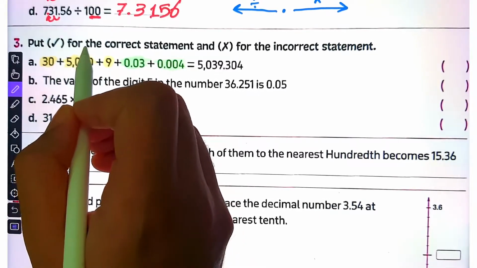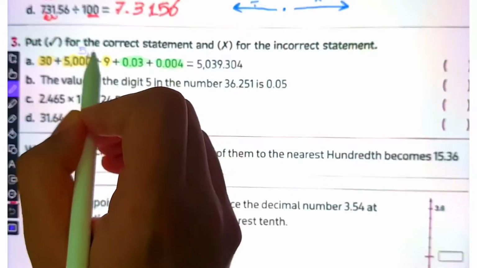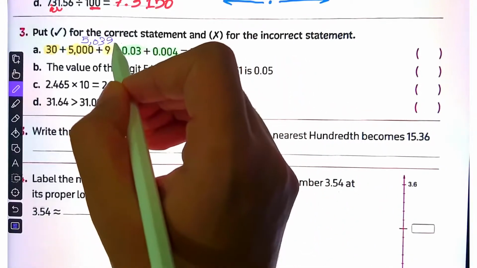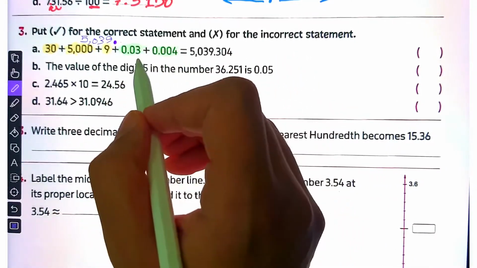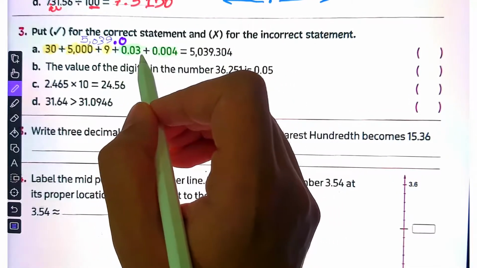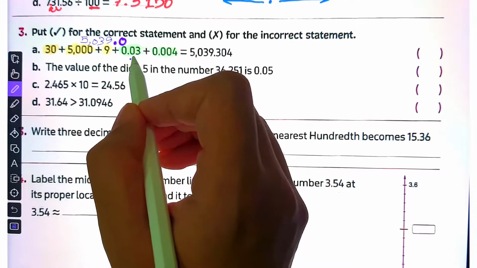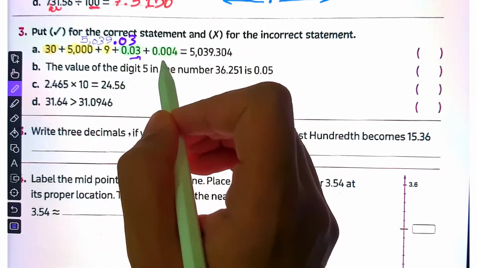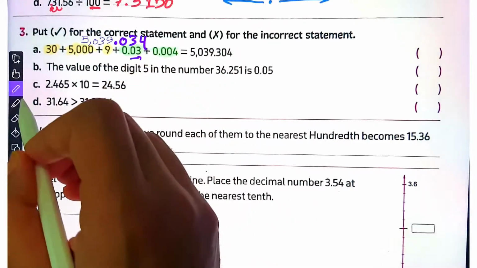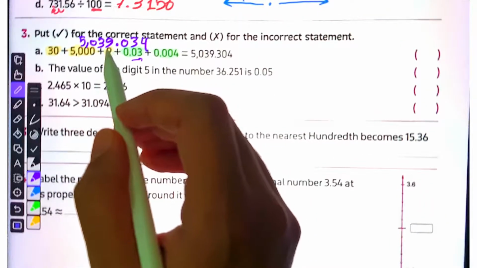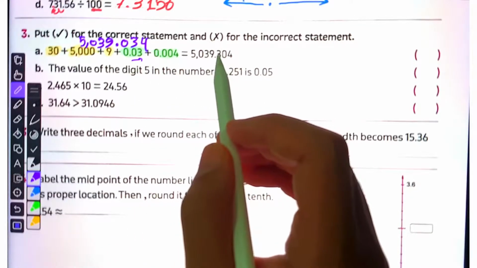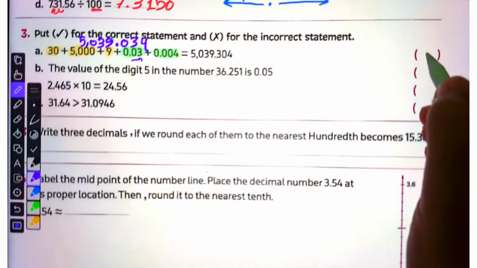This number will be 5039. So right here 5039. We finished the whole part. Let's put a decimal point and move to the decimal part. The tenth here will be 0 because there is no tenths down. But hundredths here is 3 and thousandths here is 4. So the answer will be 5039 and 34 thousandths. Is this the same? Yeah, so it will be true.